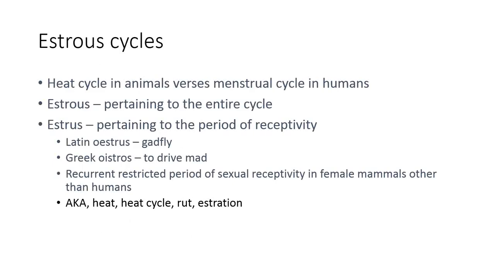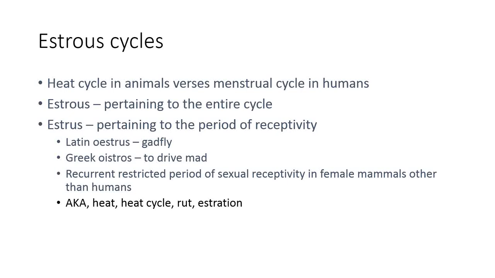Estrus cycles. Estrus is the heat cycle in animals, and this differs from the menstrual cycle in humans. Estrous is the entire cycle, where estrus is just a period of receptivity. It comes from the Latin word oestrus, which means gadfly, because they thought these animals who were in heat were acting like they were being chased or pestered by flies and running around acting crazy. So that's what it means. In Greek, it means to drive mad.